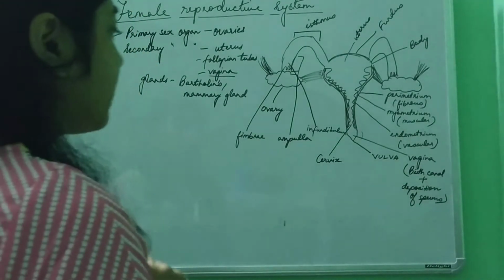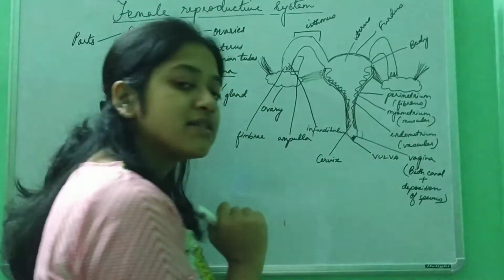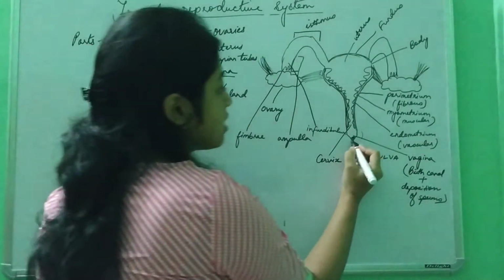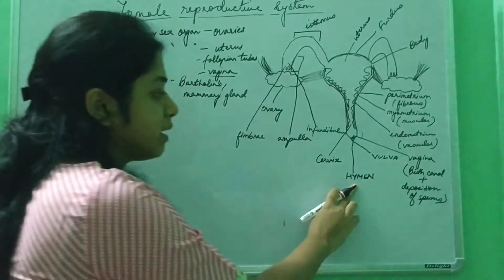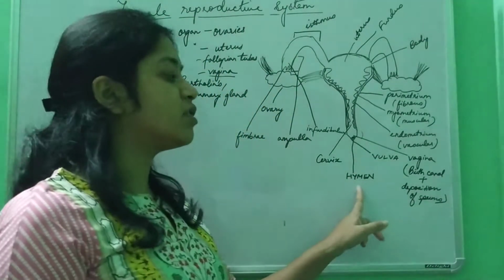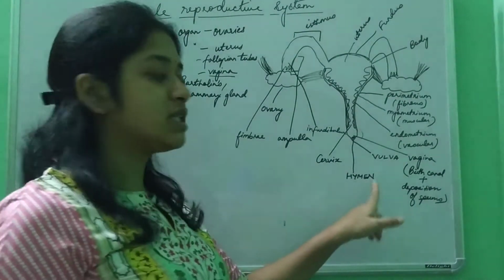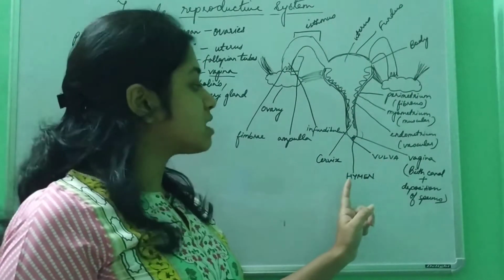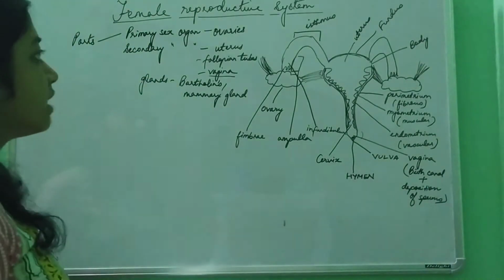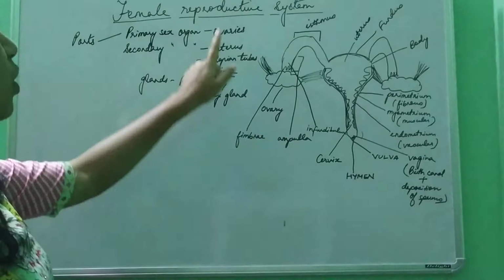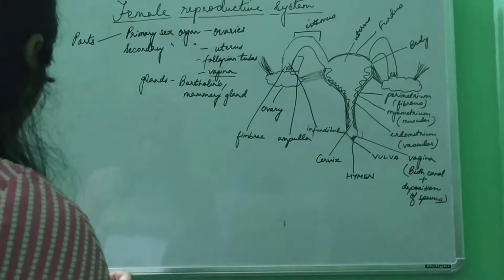Then one more thing: this vulva will have a membrane. This membrane is known as the hymen. You must have heard of this. The hymen is a membrane which is present in virgin females. Once the female has lost their virginity, this hymen will be ruptured. So the hymen will be present only in virgin females. Just remember that. Then this is the female reproductive system. The ovary is the primary sex organ. So now we'll see the internal structure of the ovary.